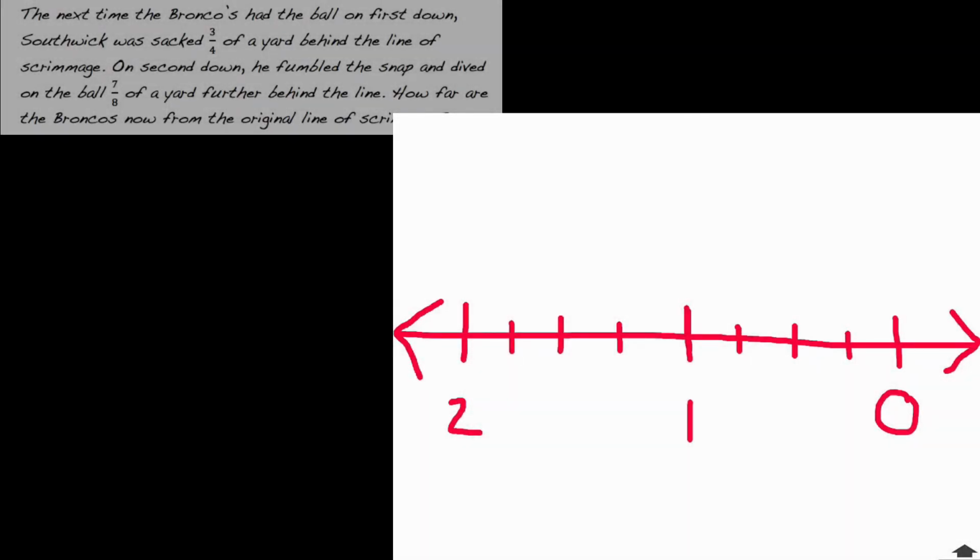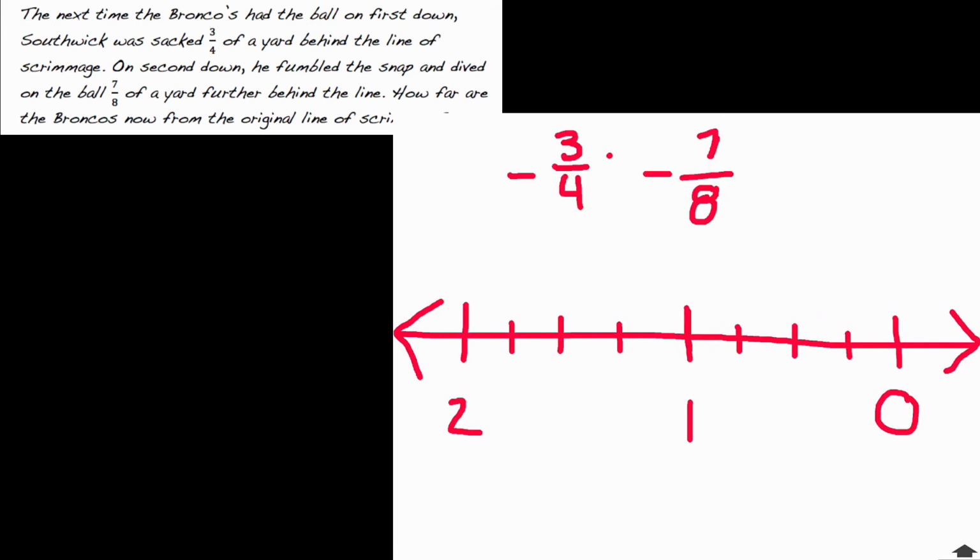This time, our problem is that he was sacked 3/4 of a yard behind the line. So we're going to start off with a -3/4. From there, on second down, he fumbled the snap and he went further 7/8 yard behind the line. So that is also negative. And since we're wanting to know the total yardage behind the original scrimmage line the Broncos are now, we're going to add these two numbers together.